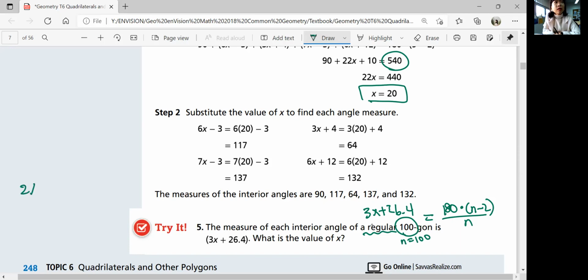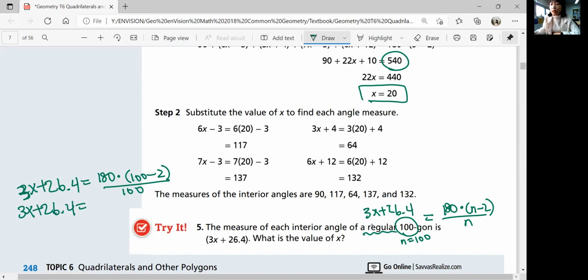So write your expression again. 3x plus 26.4 is 180 times 100 minus 2 over n, which is 100. Okay, so what am I going to do? Let's simplify the right side. 100 minus 2 is 98. And 180 times 98 is 17,640. Divided by 100 would be 176.4.